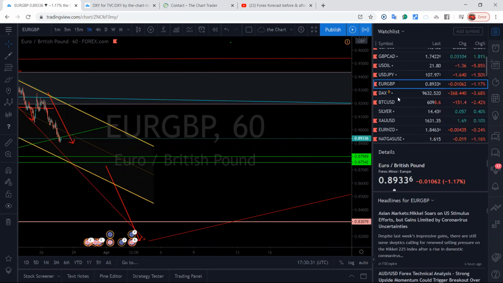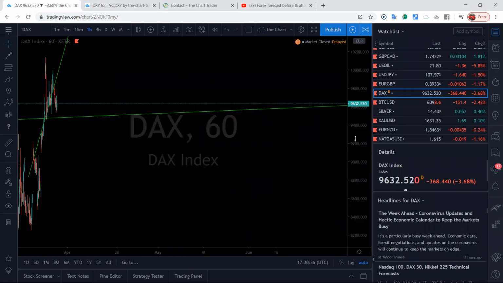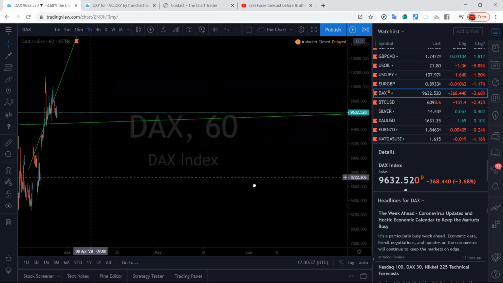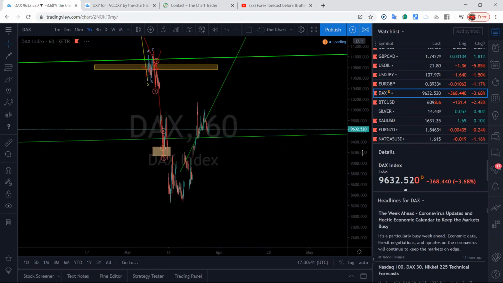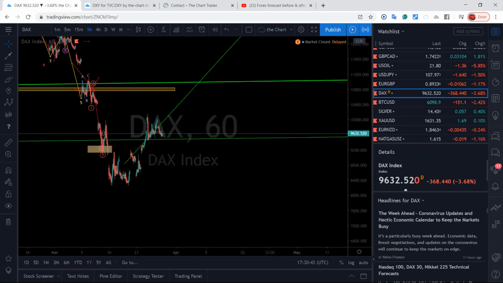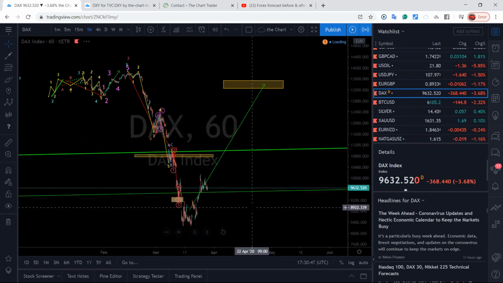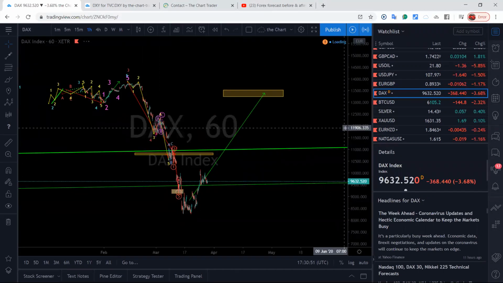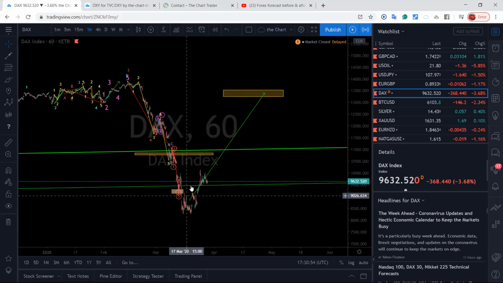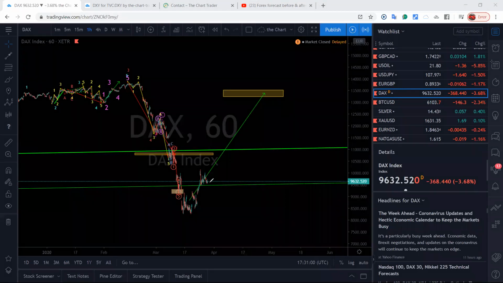So DAX, we are anticipating, let me just take it quickly, an up move to the upside. We are buyers on the DAX, the German tier. Okay, of course, guys, there is still a possibility for this down move. Let me just draw for you guys.